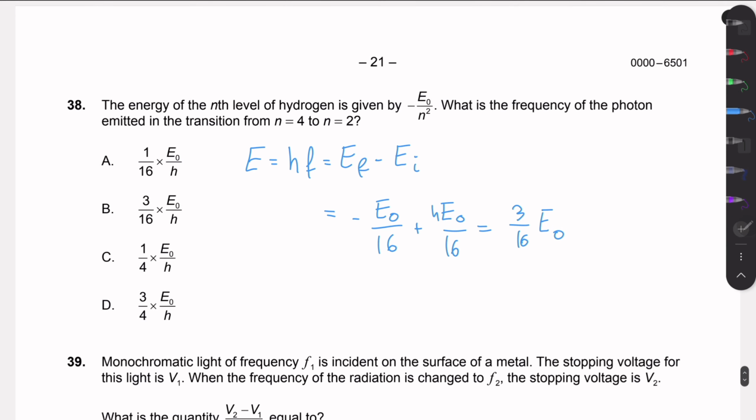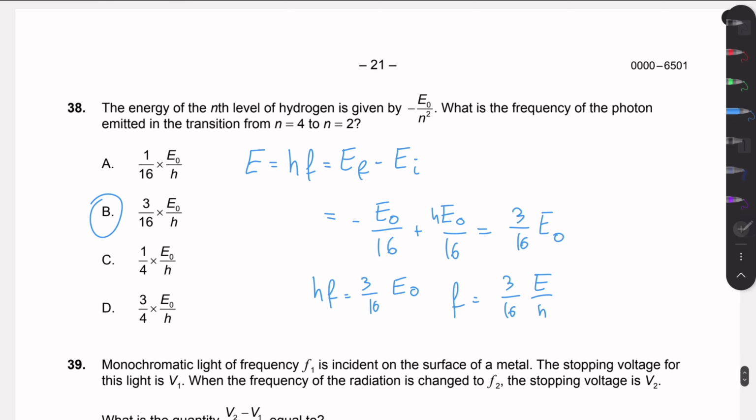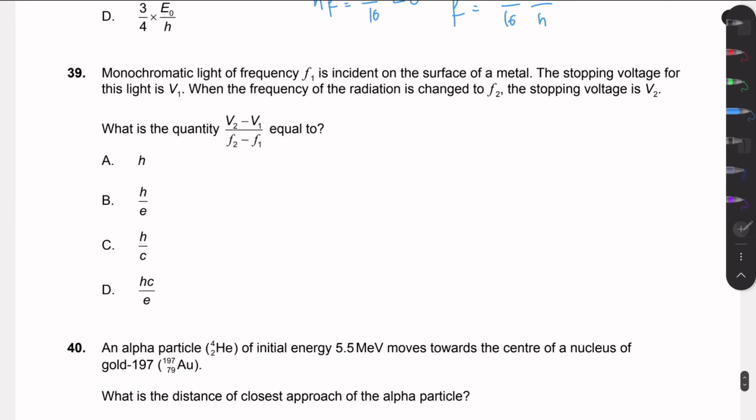And so, yes, hf is equal to 3 over 16 E0, so f is equal to 3 over 16 E0 over h. So that's B. We could have also done that the final level is n equals 2 and the starting level is n equals 4, but then we would have just had this expression with a negative sign in front. So we could have just realized that it should be the other way.